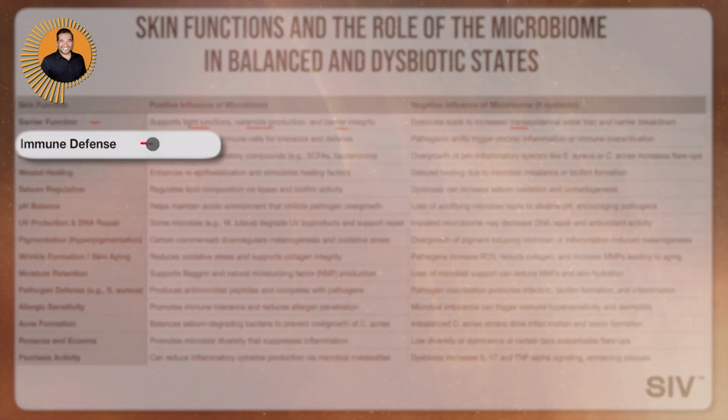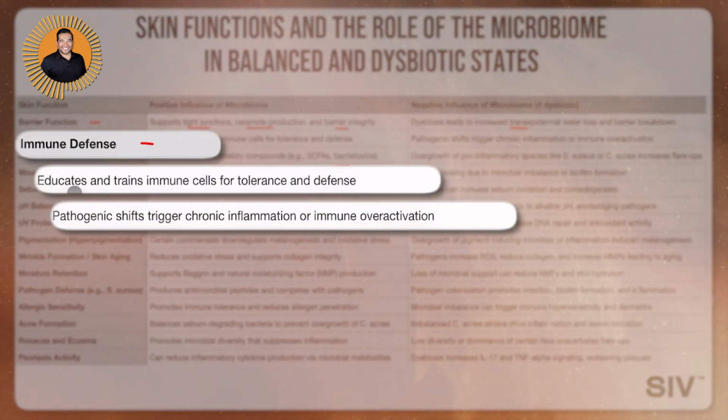So when you look at immune defenses, the skin microbiome educates and trains the immune cells for tolerance and for defense, right? What does that mean? Well, there's lots of things that your skin will encounter that you don't want your immune cells to go after, because it's going to create lots of inflammation and heat and damage to the skin if your immune system is attacking everything that your skin comes in contact with. So not attacking everything your skin comes in contact with is called tolerance.